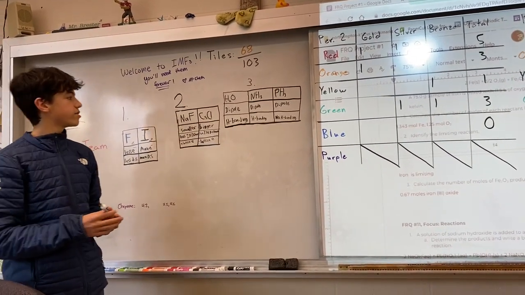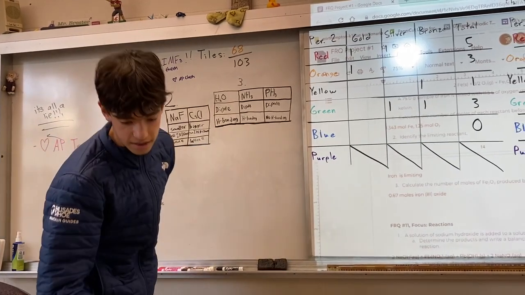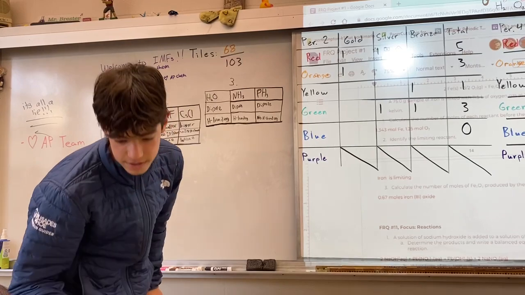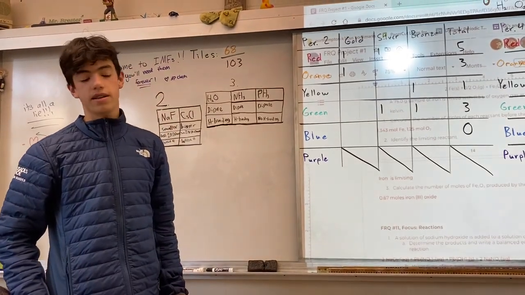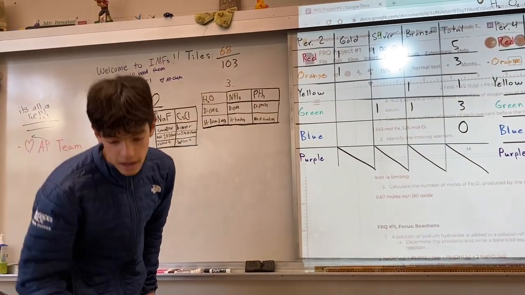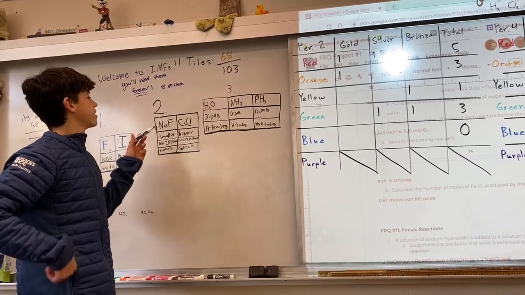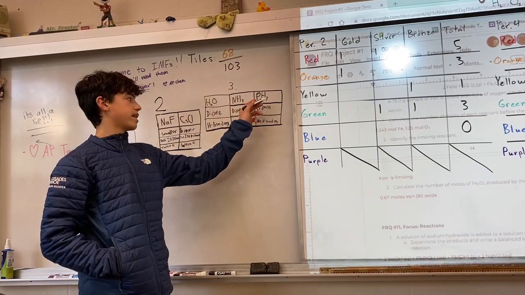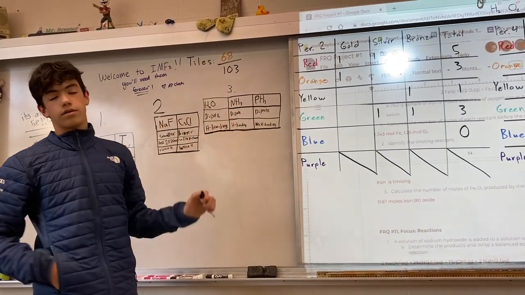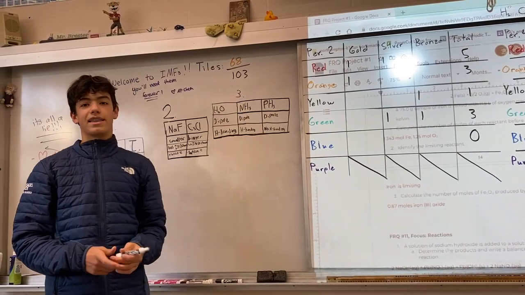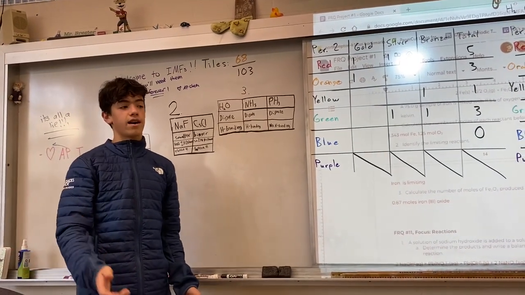And the last question is, ammonia, NH3, is very water soluble, while phosphine, PH3, is only moderately soluble. So NH3 and PH3, what determines the solubility in water is how many IMFs it shares.